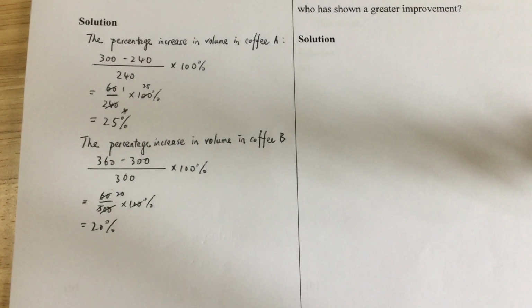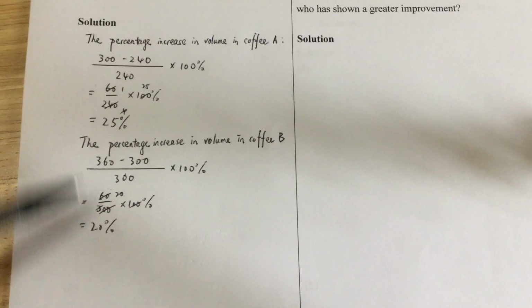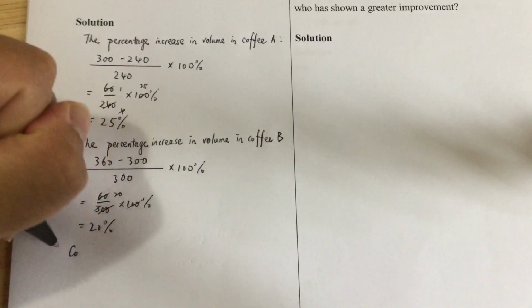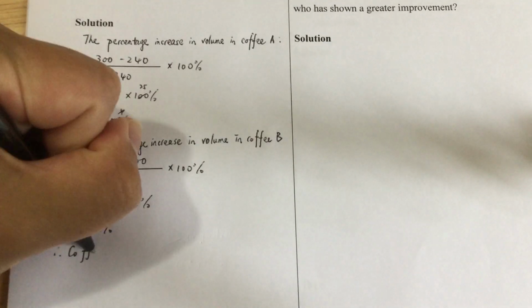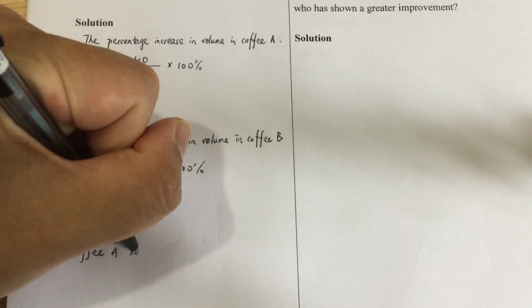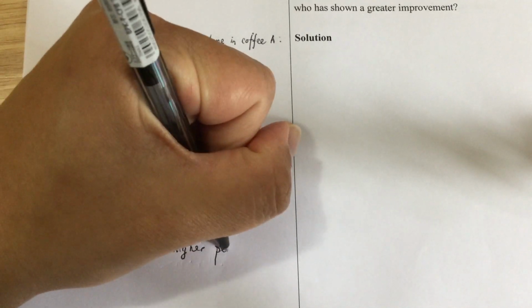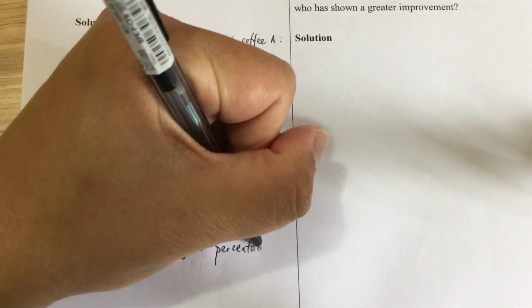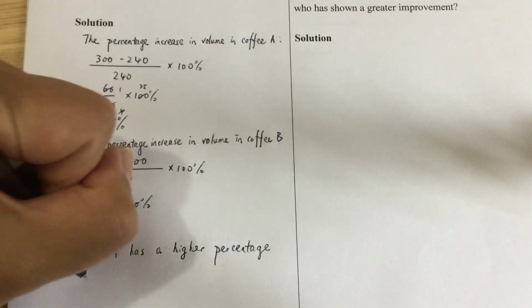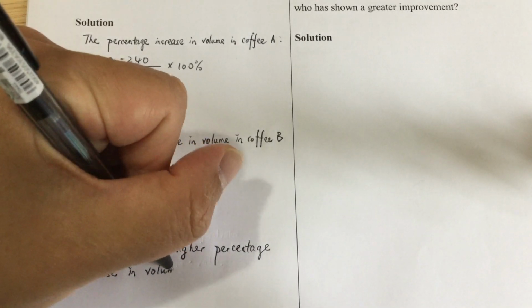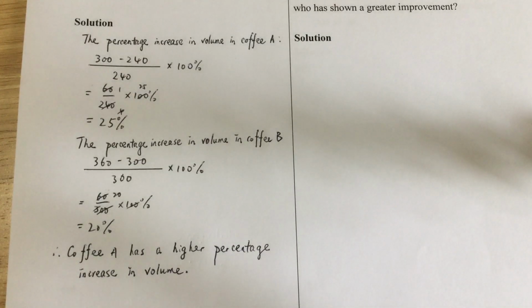So the answer is that you must answer the question, coffee A or coffee B. Don't just do all these calculations. So you can say coffee A has a higher percentage increase. Okay, now I will pause for 15 seconds, and after that, you will go to do the quick practice 4.10.